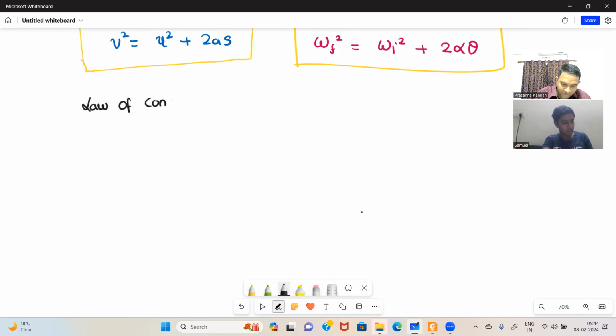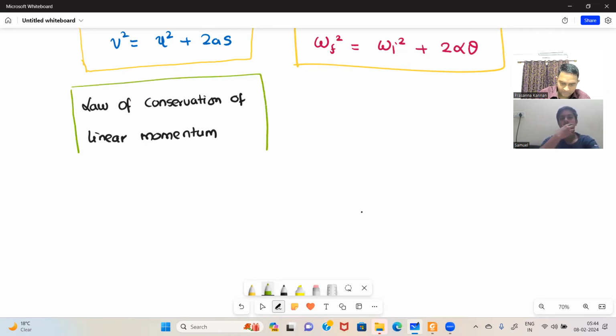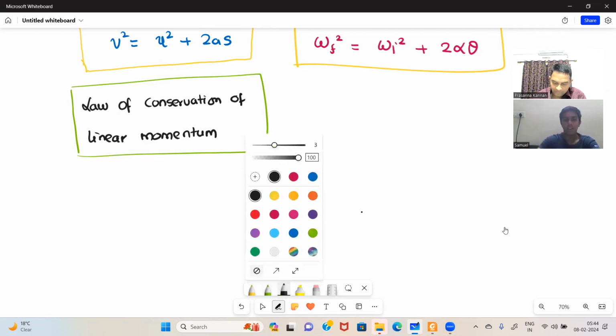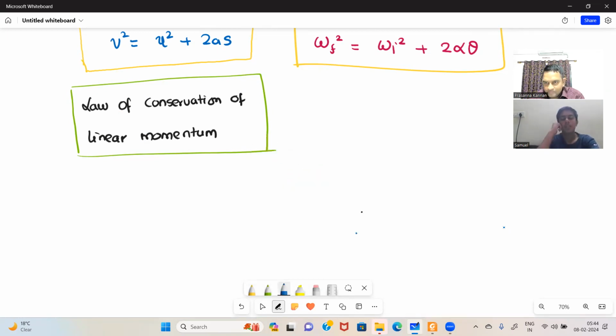We had learned about the law of conservation of linear momentum. In the previous class, we had also solved questions on this. What is the law of conservation of linear momentum? Tell me, Samuel. If the net external force which acts on the system of a body remains zero, then the momentum of the system will remain constant. Very good, excellent.